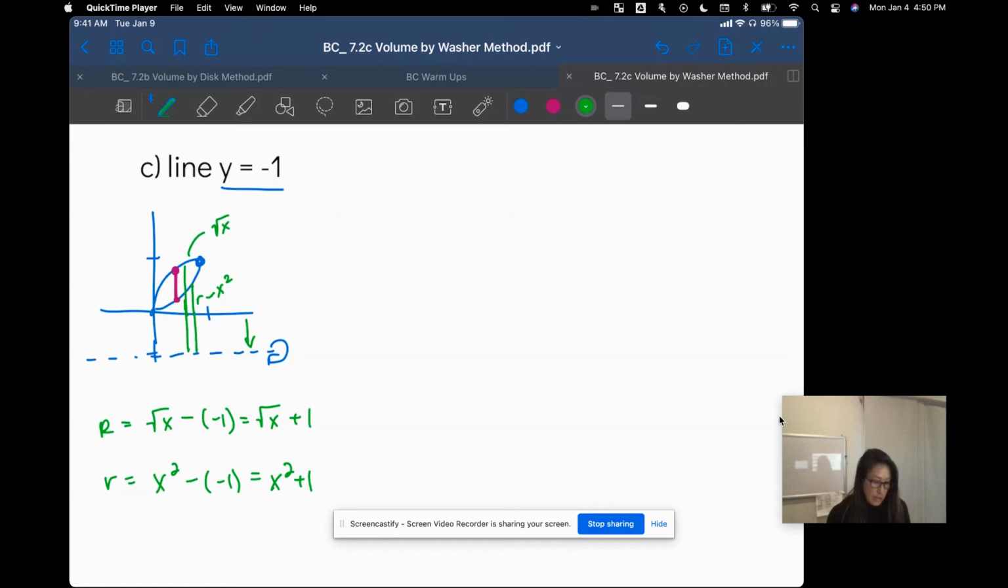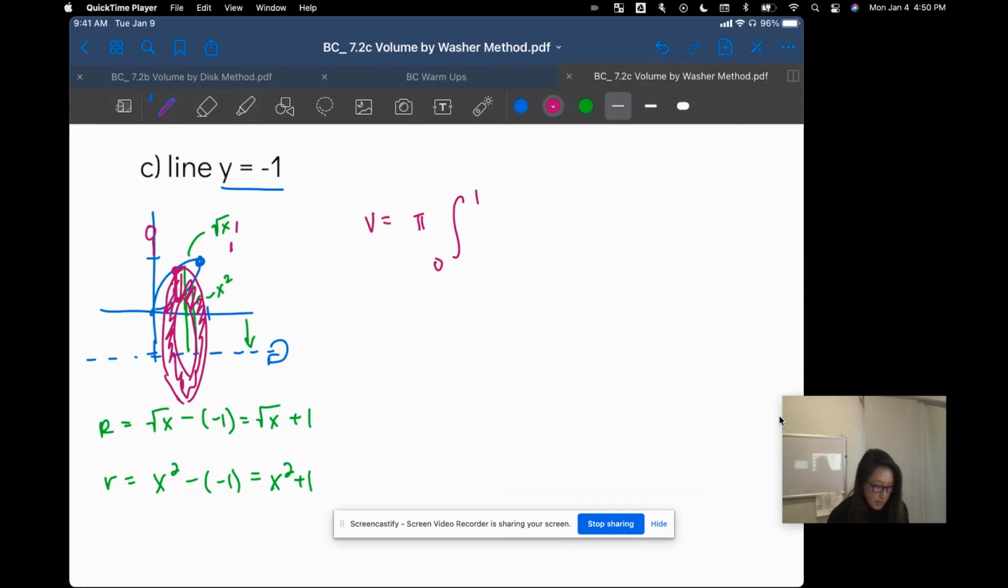All right, we're ready to set up our volume. So if I were to rotate this, it would go like this, like the outer circle minus the inner circle. And then this is the volume, like one section of the volume we want to find. Okay, so the volume is equal to, and we are integrating in terms of dx. So from x is equal to 0 to x is equal to 1, so 0 to 1.